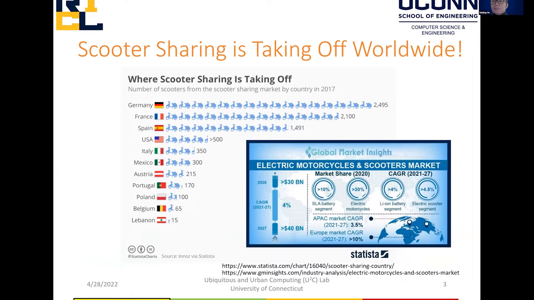Nowadays, this market is taking off. As you can see from this diagram, a lot of countries in Europe as well as North America are deploying so many scooters. It's already a picture that has existed since 2017, but after the pandemic, a lot of countries and cities are deploying this. The global market, as you can see from this diagram, is expected to grow significantly in the next couple of years.